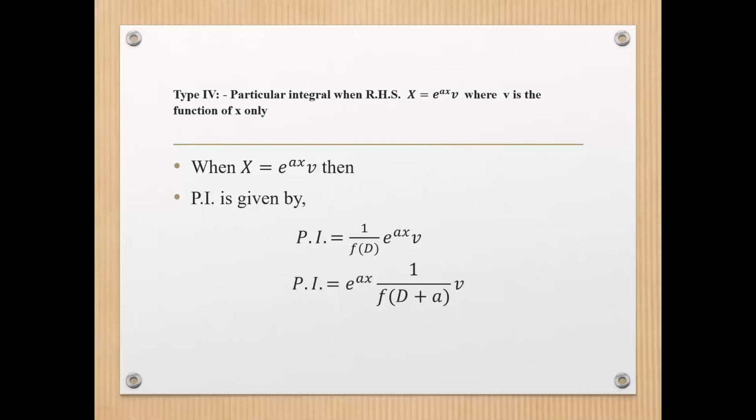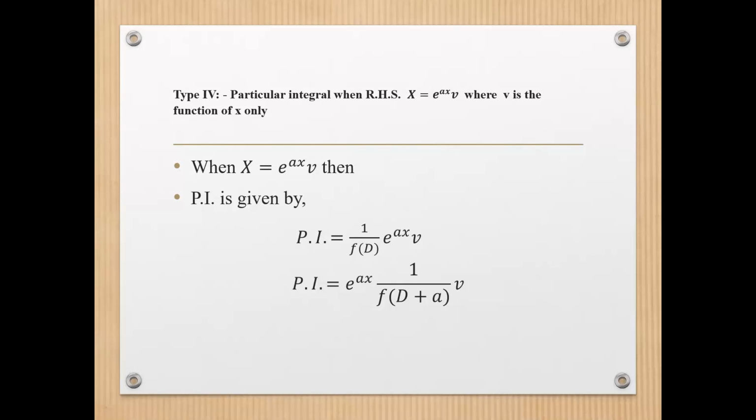Hi friends, in the last lecture we discussed how to find a particular integral when RHS X is equal to x raised to m, where m is a positive integer. You may say the right hand side is a polynomial. That time we saw how to find the particular integral. We took two examples based on that type.